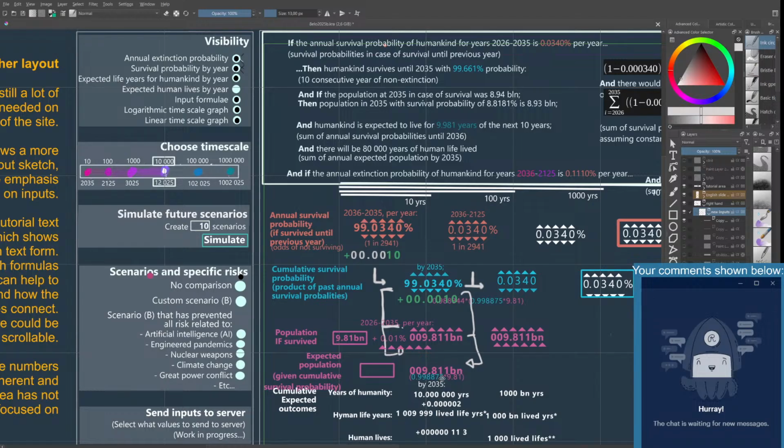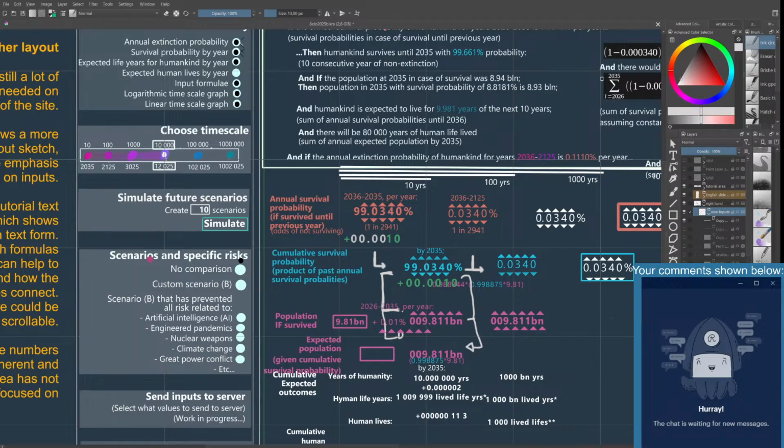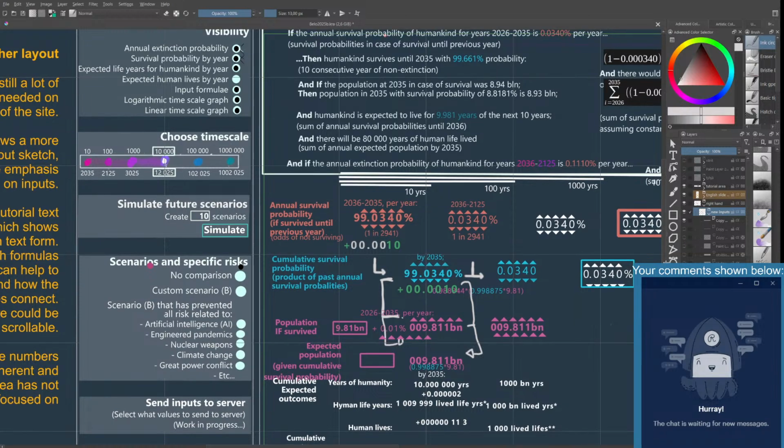So it would then show through this expected population, and here if you have this cumulative expected human lives or expected human life years, it would change. It would more easily show what is the effect of this one click.